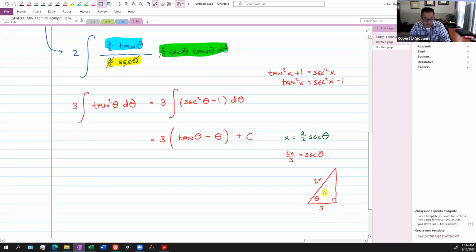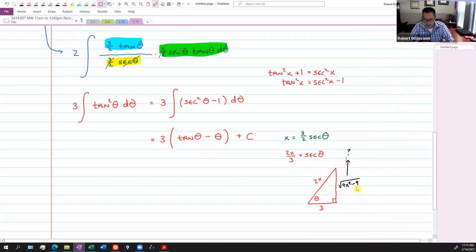And the reason I'm doing this is because I want to know what tangent of theta is, and tangent requires me to have the opposite side, which I don't have yet. I have to solve this here. So I'm going to solve it. I'm not going to show the work, but this should be square root of 4x squared minus 9. So if you have a question on how that's happening, make a note that you need to figure that out. Ask me questions later, yes?